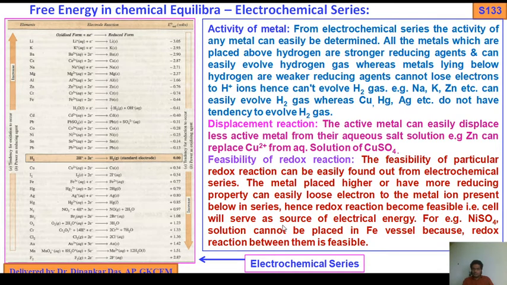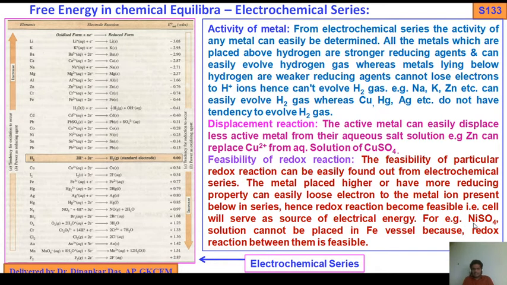That is, cells will serve as a source of electrical energy. For example, nickel sulfate solution cannot be placed in an Fe vessel because a redox reaction between them is feasible. Again, I tell you, the feasibility of a particular redox reaction can be easily found out from the electrochemical series. The metal placed higher, with more reducing property, can easily lose electrons to the metal ion present below it in the series. Hence, redox reactions become feasible. That is, the cell reaction will serve as a source of electrical energy.